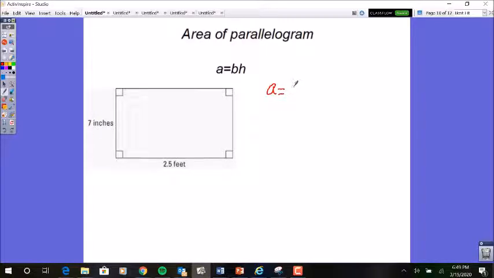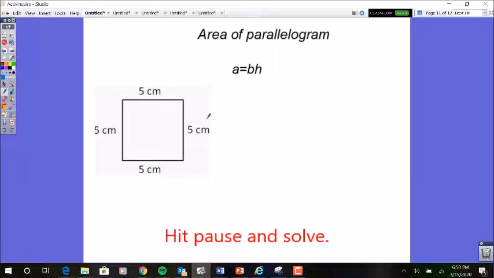Okay, so 2.5 feet would be how many inches? 2.5 feet would be 30 inches. So 30 times 7. So we'll go with inches squared. So 30 times 7 is 210 inches squared. Okay, and then we have another one here. I'm going to ask you to hit pause.